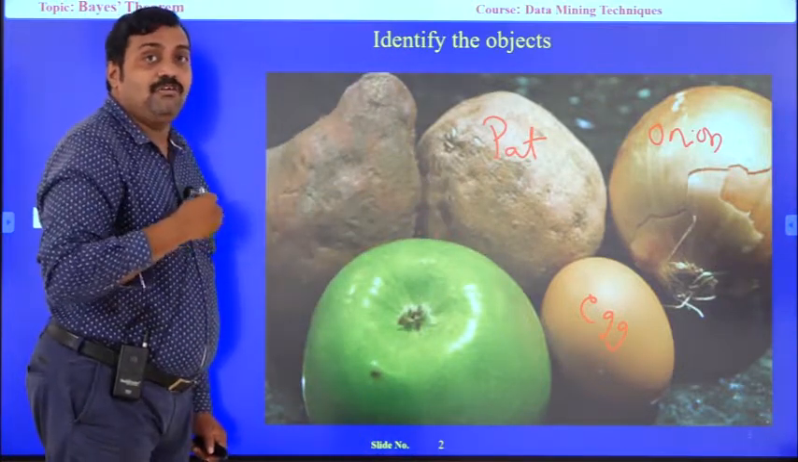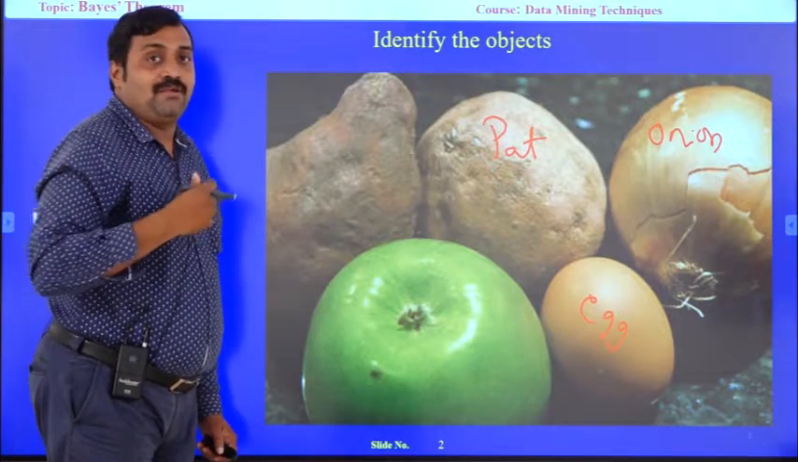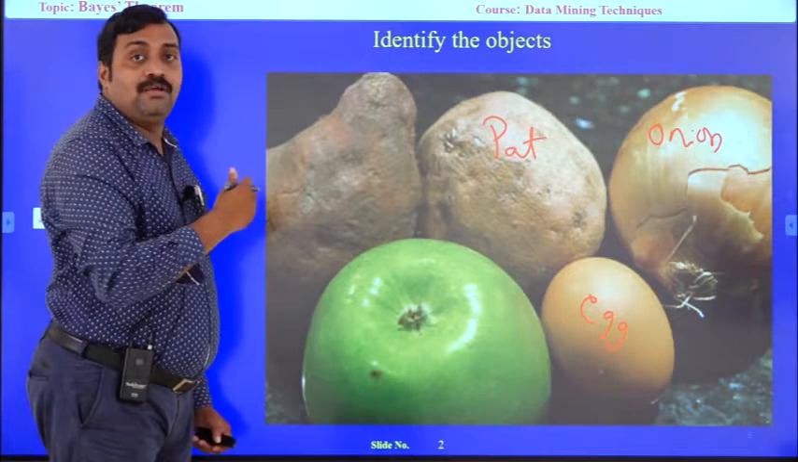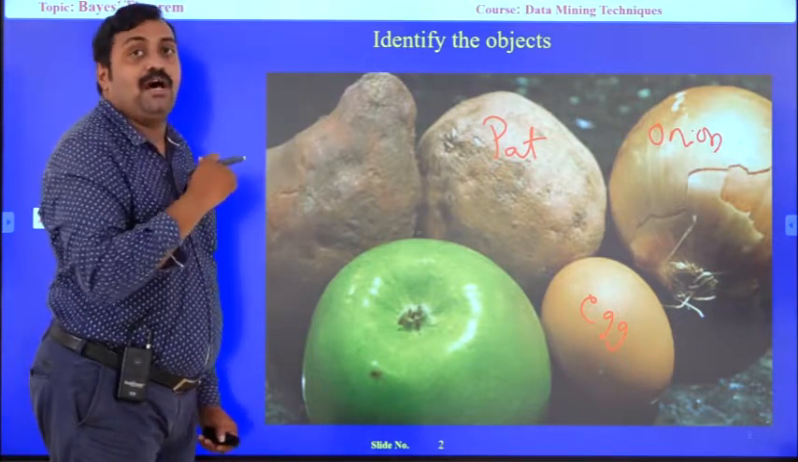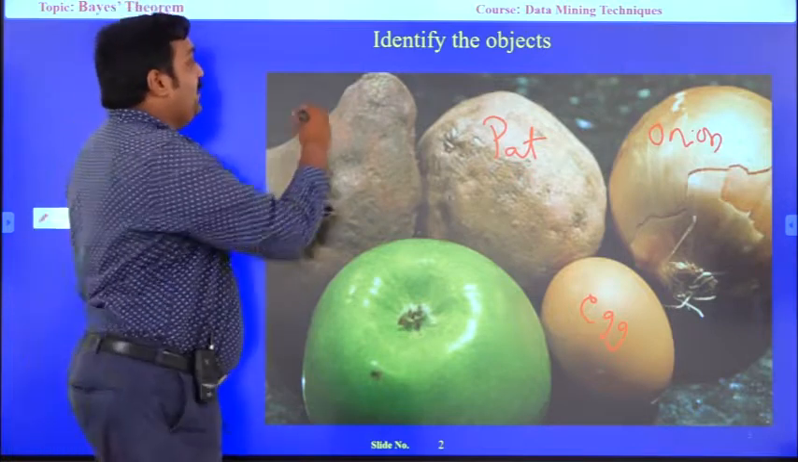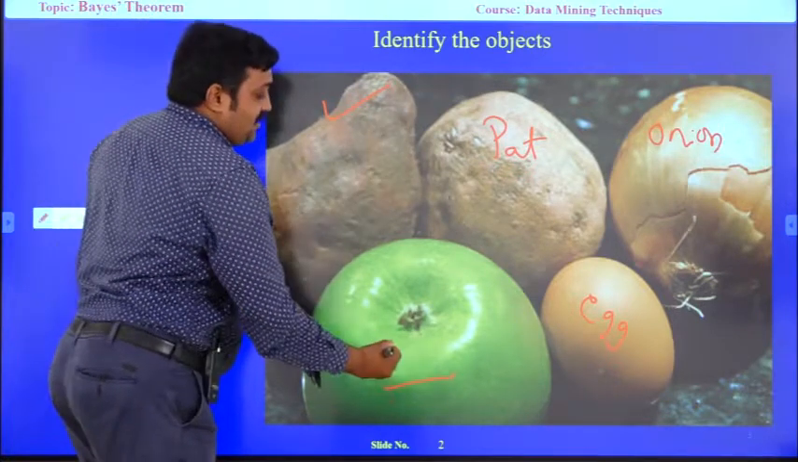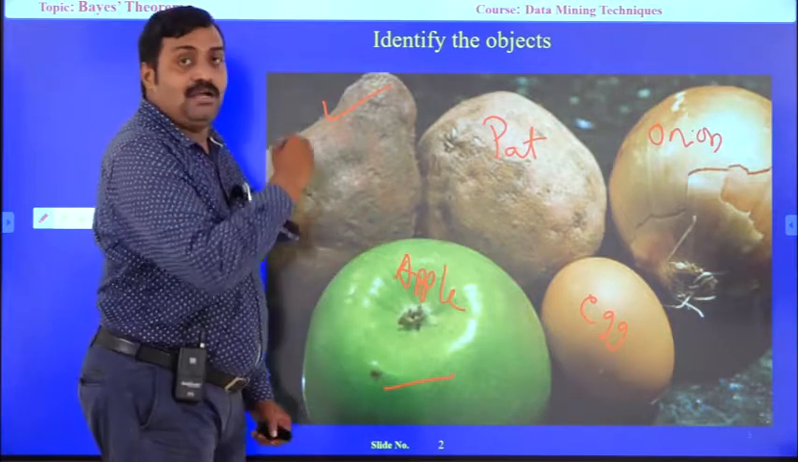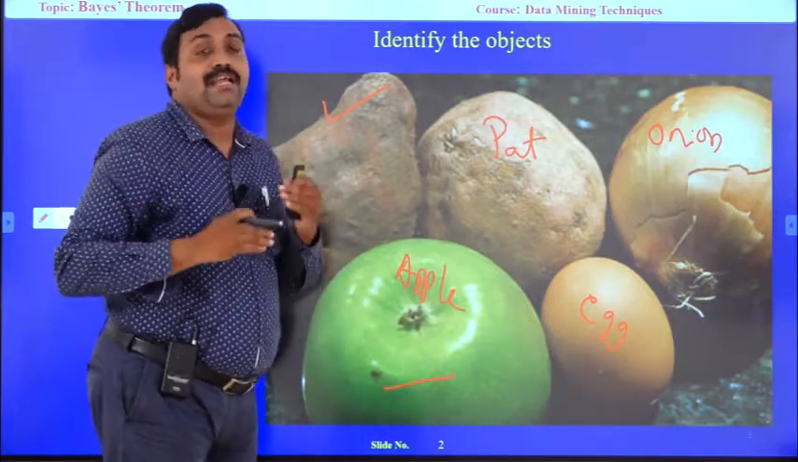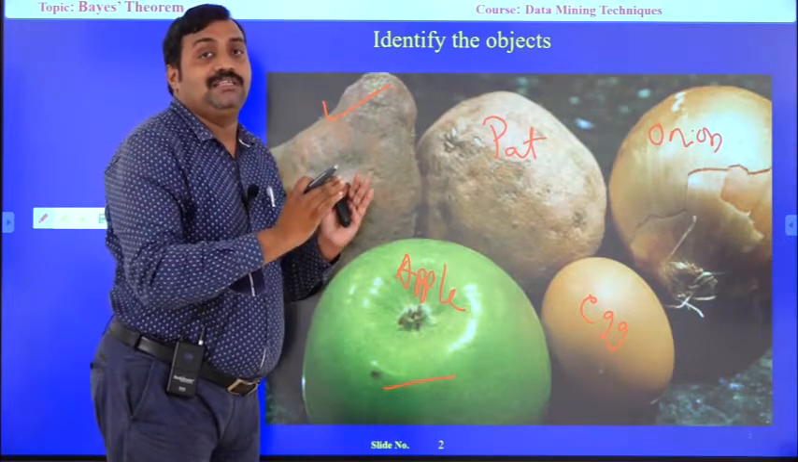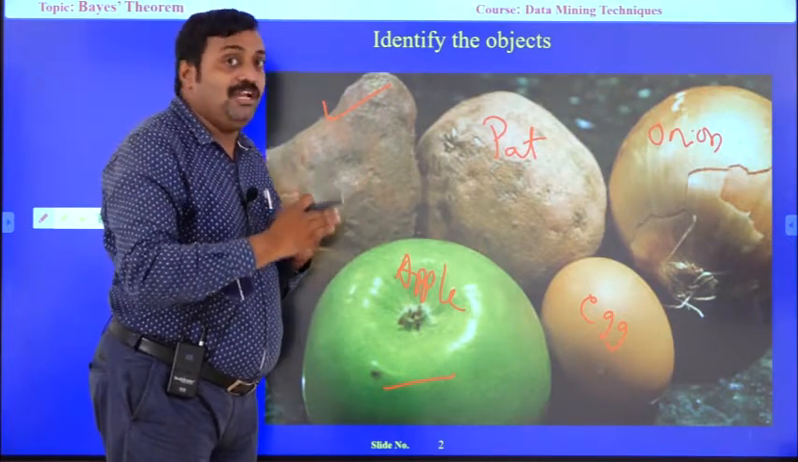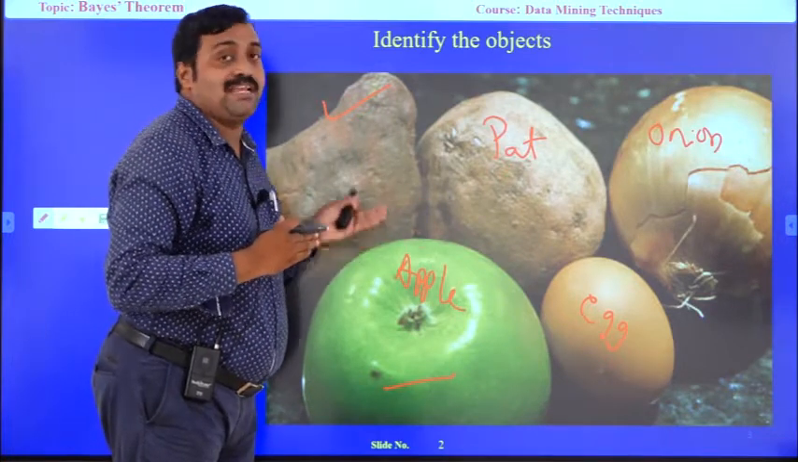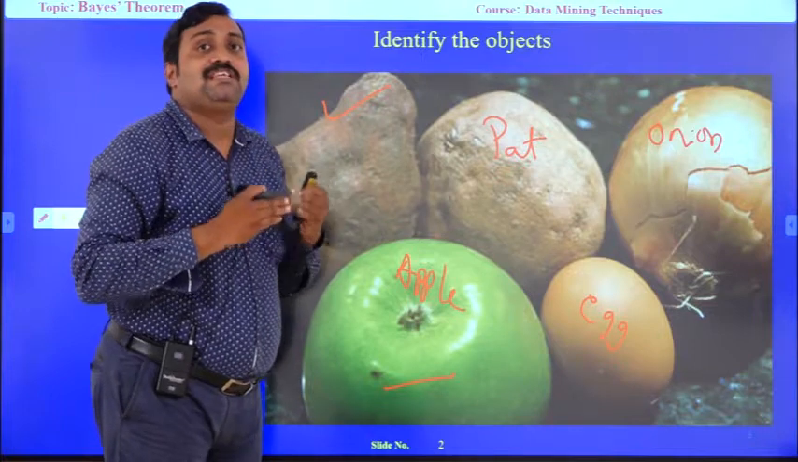Why? Because we have been trained from childhood onwards, based on the color, the shape, the behavior or characteristics, we can identify the kind of object. It's like a green apple. We can identify any object without applying any formula, because we have already learned about their behaviors, shapes and characteristics, so we can identify them easily.